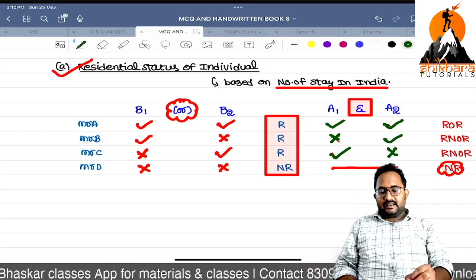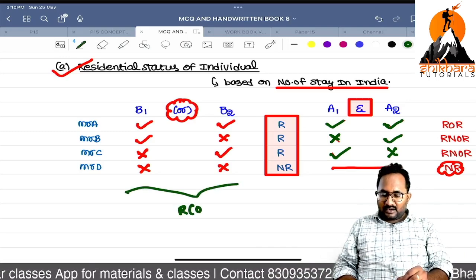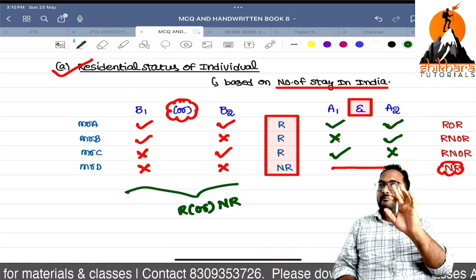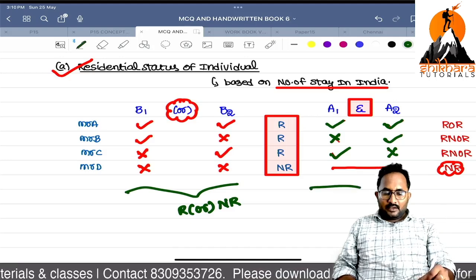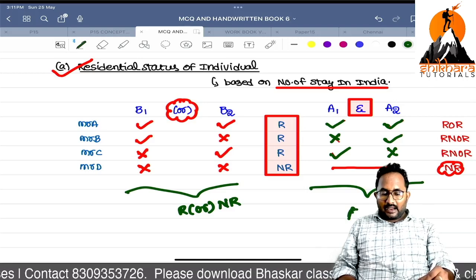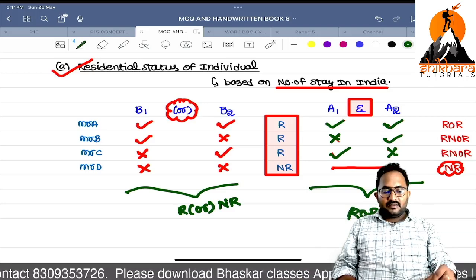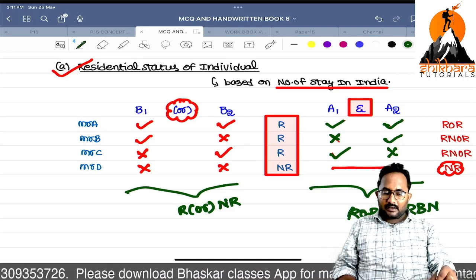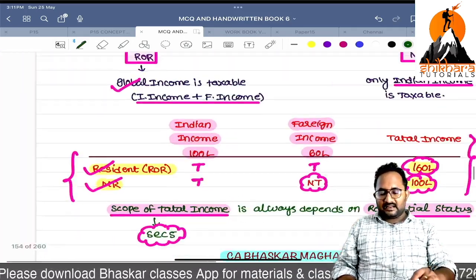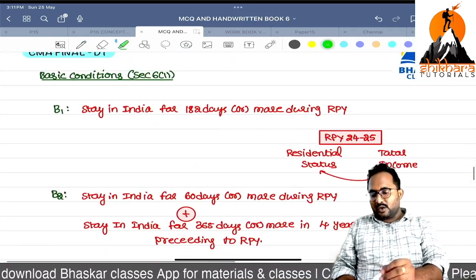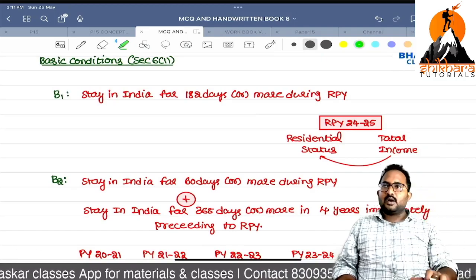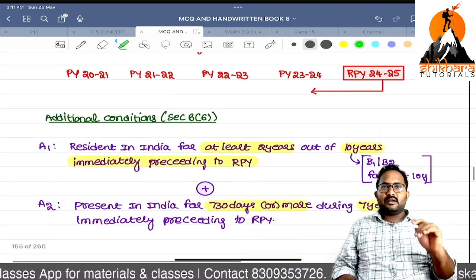For calculating whether he is a resident or non-resident, what are the conditions we use? Basic condition 1 or basic condition 2. Next, if you want to calculate the ordinary status, we have to use additional condition 1 and additional condition 2. Clear? Resident but not ordinary resident. Now, I want to start the discussion directly with the basic conditions and the additional conditions. How many basic conditions? 2. The conjunction is or. What are the additional conditions? How many are there? 2. What is the conjunction? And.